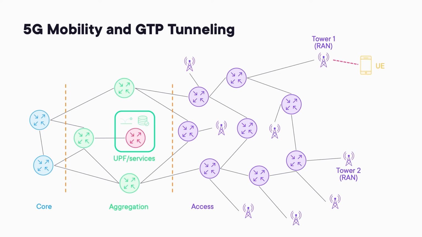Consider this conceptual example. A large carrier has multiple cell towers connected to an access ring within a geographic area. The UE is currently connected to Tower 1, which forwards traffic to the UPF, providing network access to the UE. Because there are many more towers in the RAN than there are UPFs, a tunneling protocol called General Packet Radio Service Tunneling Protocol, or GTP, is used to connect the RAN to the UPF.